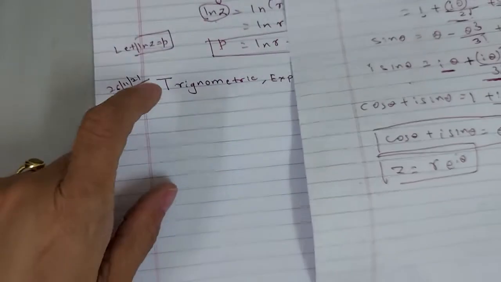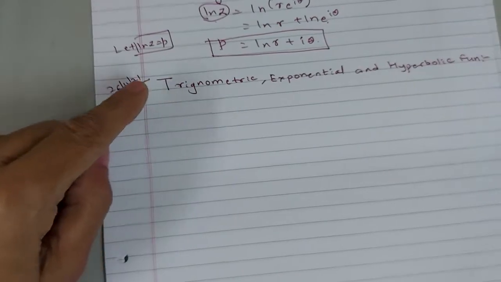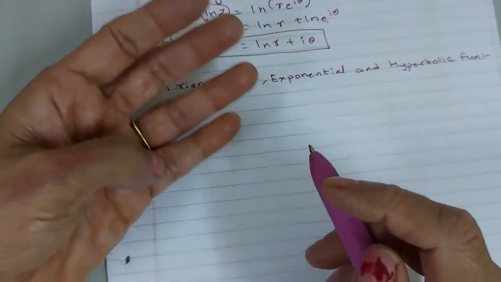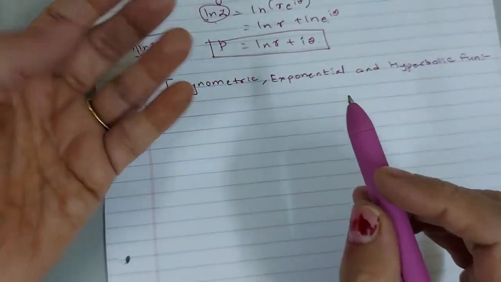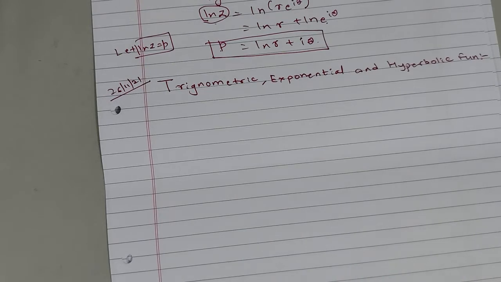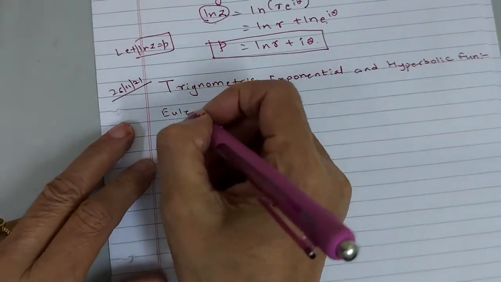So we'll begin this topic with this formula itself and we will be able to get all our trigonometric functions like sine, cos, tan, sec, cosec and cot. That's what our first job. So what will I do? I'll begin with Euler's formula.